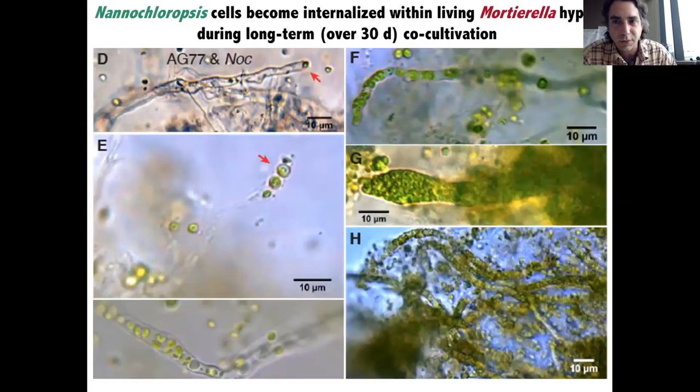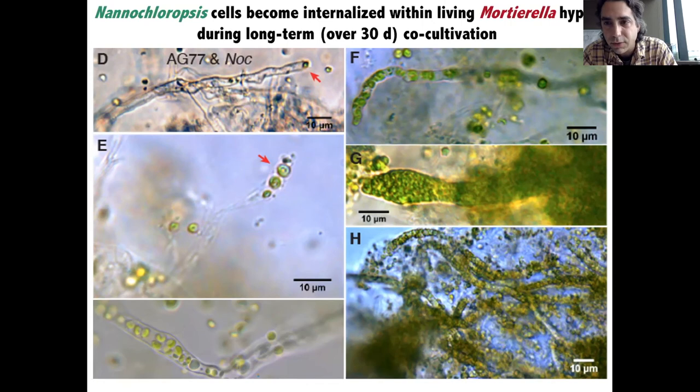So this is kind of the coolest thing to me, the long-term effect of co-cultivation. When carbon is limited, these algae can become internalized within Mortierella hyphae, and they can persist for months in this condition. Whether these fungal cells are still, I don't know how much cytoplasmic streaming is going on when they become chock full of algae like this, but the colonies are alive.